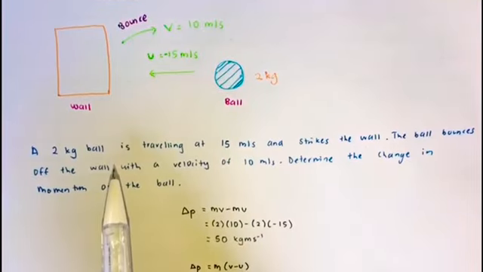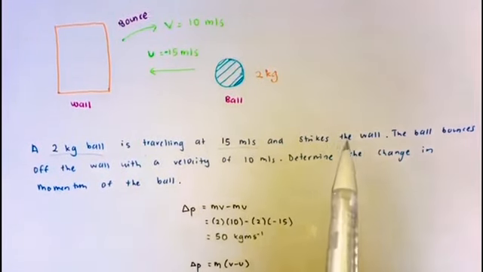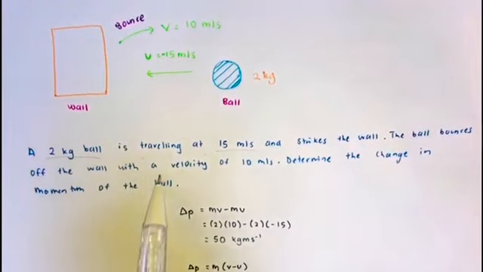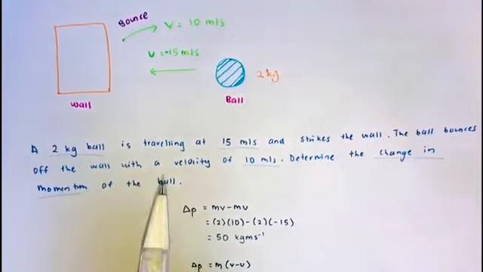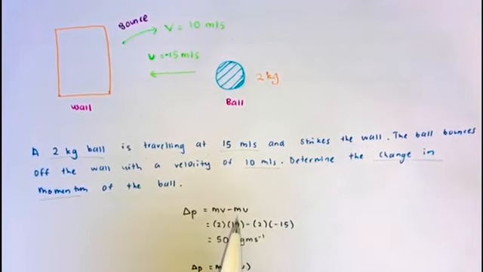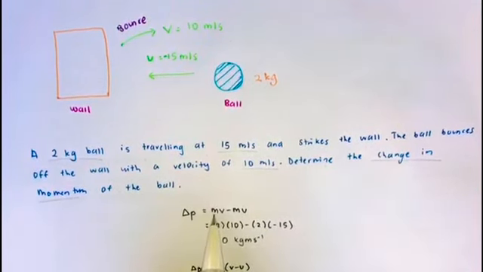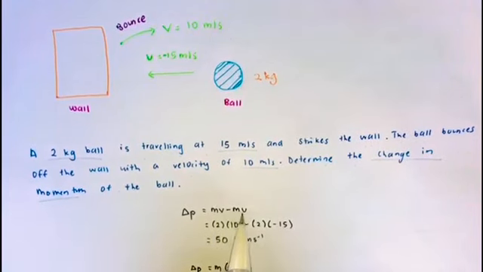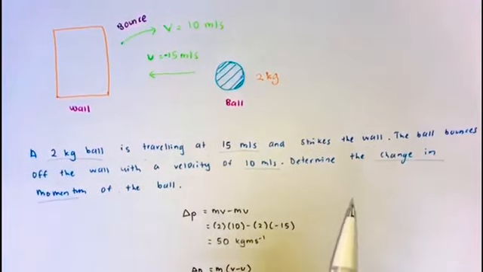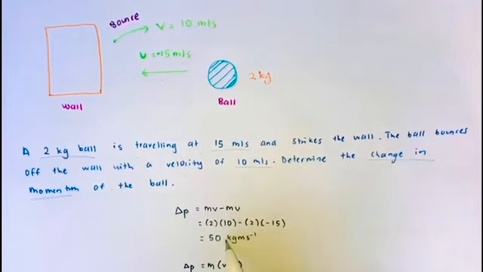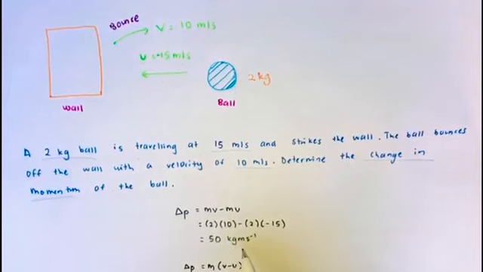In the previous video, you can see that a 2 kg ball is travelling at 15 meters per second and strikes the wall. The ball bounces off the wall with a velocity of 10 meters per second. Determine the change in momentum of the ball. Firstly, you need to know the suitable formula related to change in momentum, which is change in momentum equals mass times final velocity minus mass times initial velocity. Next, you must identify the information that is given. Substitute the values into this formula and you will get the final answer, which is 50 kg meters per second.